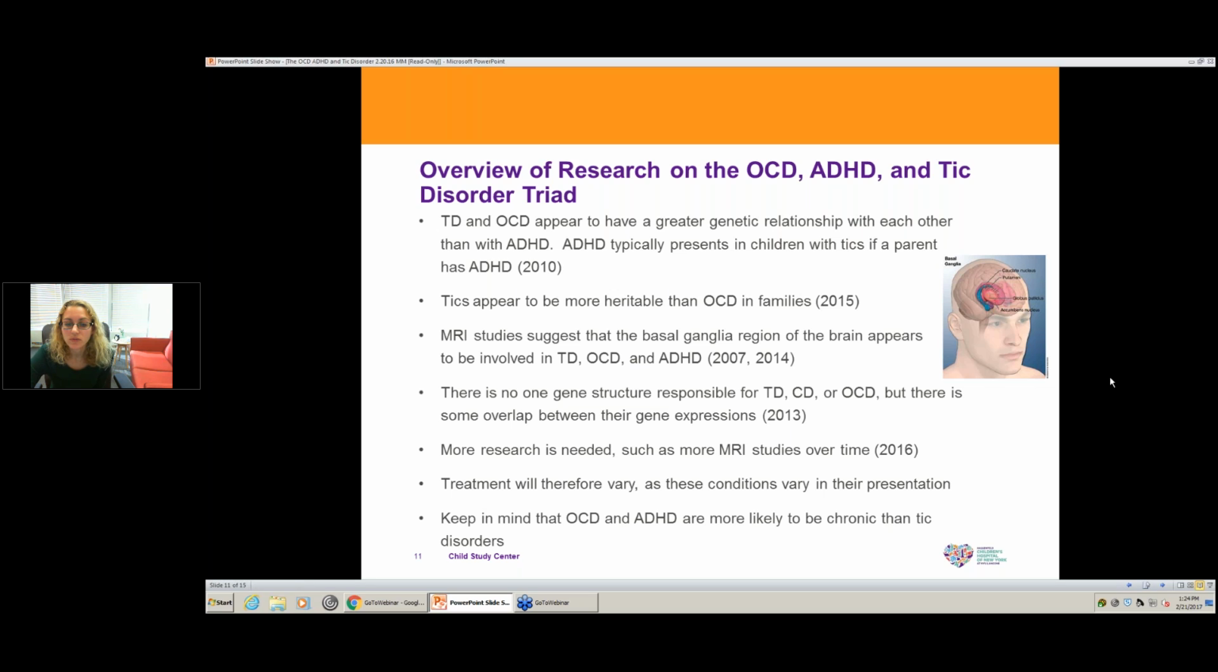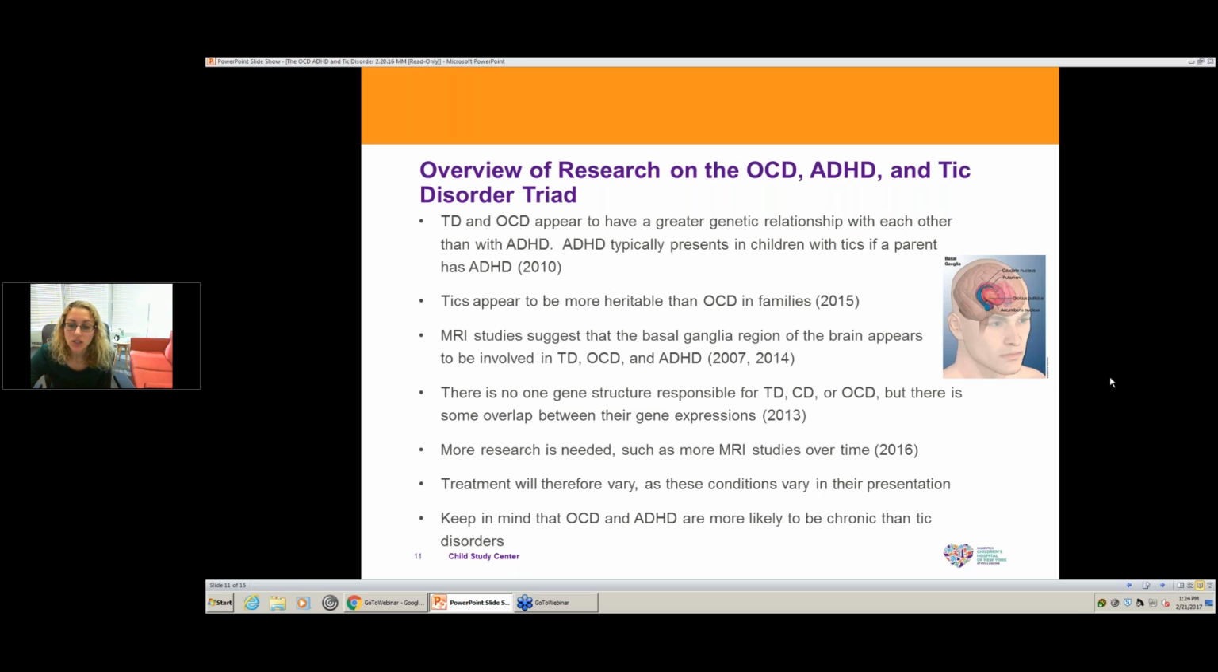We've also found in research that when one member of a family happens to have tics, it's more likely that other members of the family happen to have tics as well, in comparison to OCD, and the likelihood that someone else in the family will have that disorder.